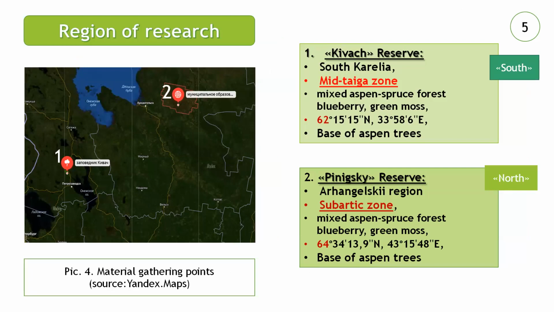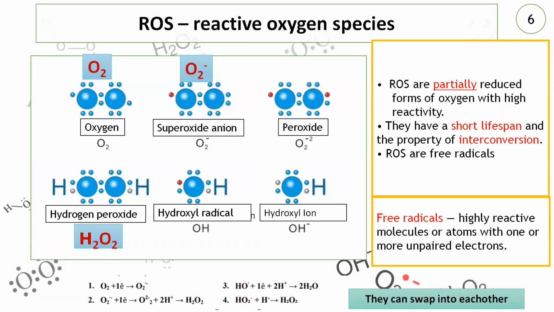Samples of the phallus of the studied Peltigera were collected in the mid-taiga forest communities of the Kivach Reserve and in the subarctic forest community of Biningis Reserve. But before moving on to the presentation of the main part of the research, it is necessary to talk about the phenomenon of reactive oxygen species, or ROS.